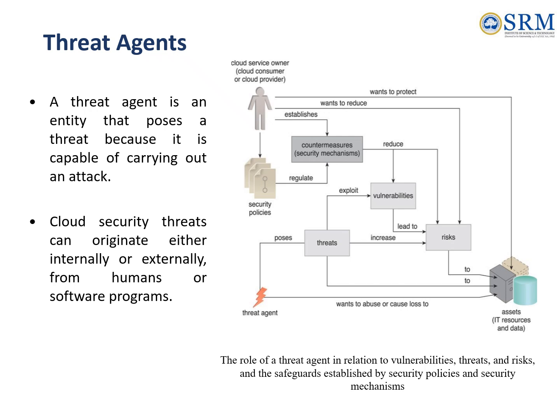Now look at the protective side of the diagram. To defend against attacks, organizations implement security policies and security mechanisms. So security policies define the rules and regulations, whereas security mechanisms are the actual protective technologies such as encryption, firewalls, authentication systems, and intrusion detection systems. So overall, this diagram explains how vulnerabilities create opportunities, threat agents exploit them, attacks generate risk, and security controls help protect the cloud environment. This forms the basic foundation for understanding cloud security threats.